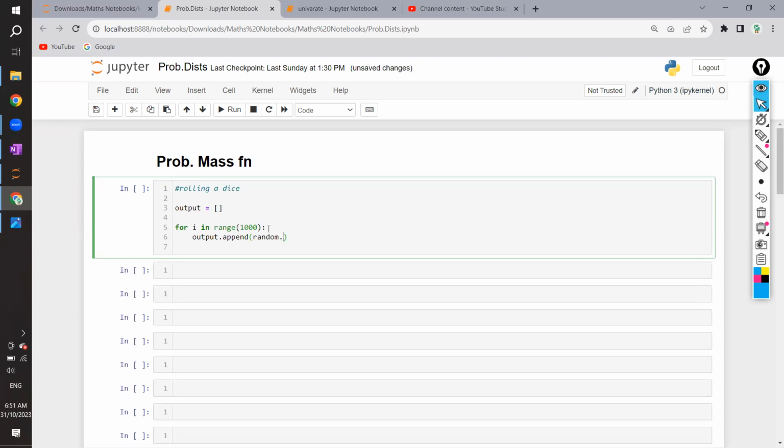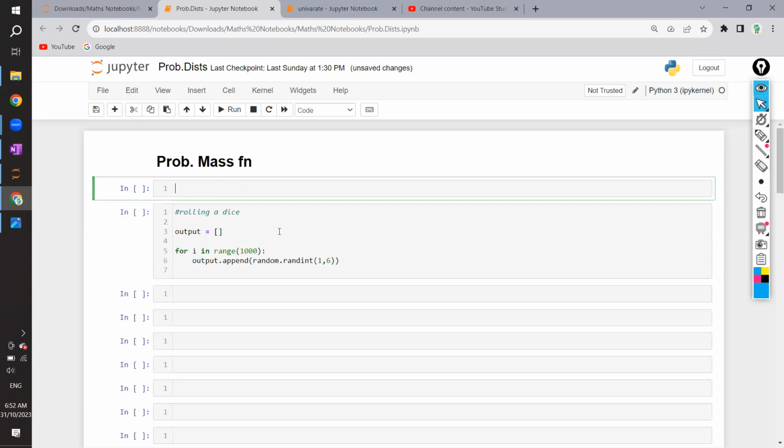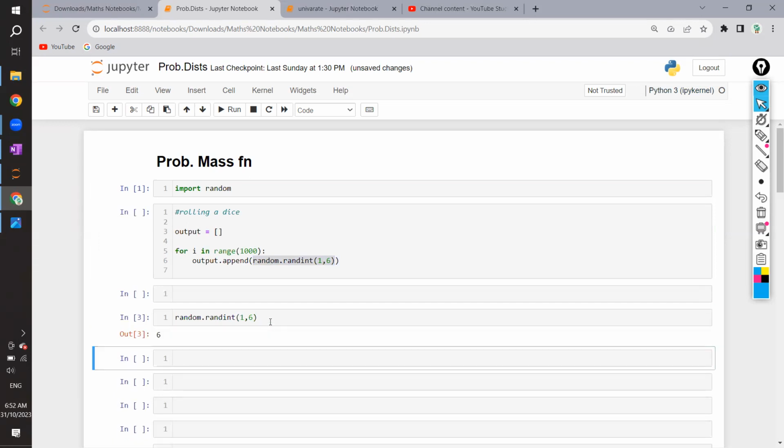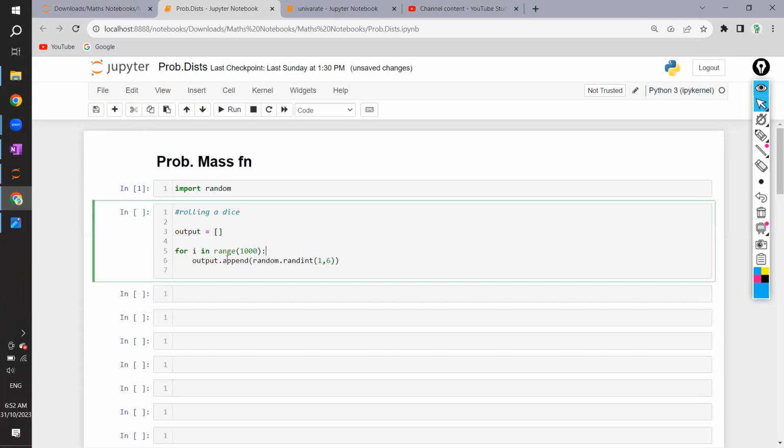random.randint of 1 to 6. Before that I need to import random. Why? If you're rolling a dice, the value can only be between 1 and 6, right? So this random.randint will always give you a value between 1 to 6. No matter how many times you run this, you will get some value between 1 to 6. That's why I'm running this experiment 1,000 times, and each time I get some random value that I'm storing into this output. Agree?